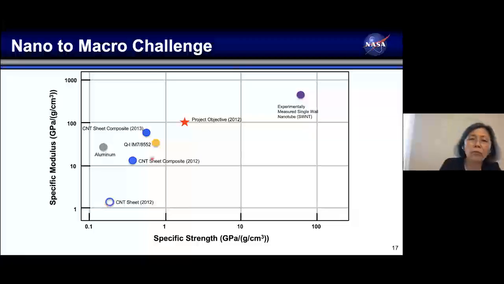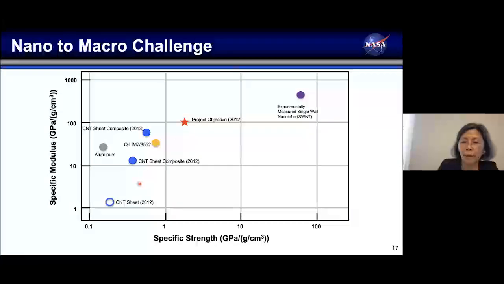When we make composite from it, the best properties we could get were up here, and that's a target. So we knew we could get the stiffness up, but we were only about a third of the specific strength that we needed, because this is a log plot, and it was a specific strength that was going to give us the mass savings.